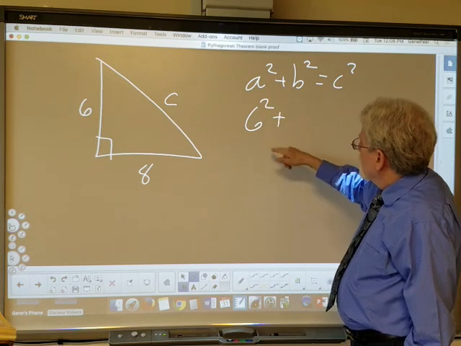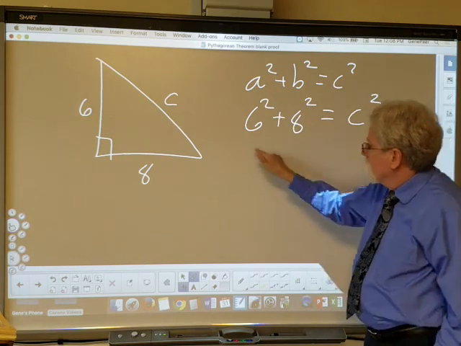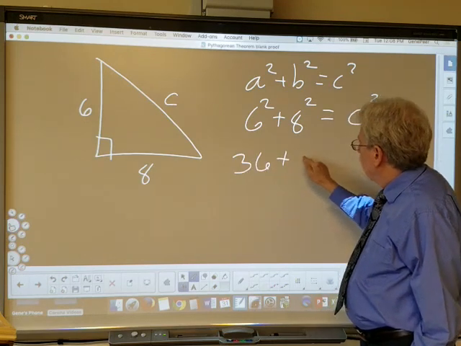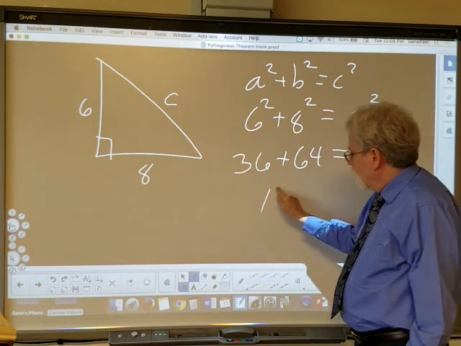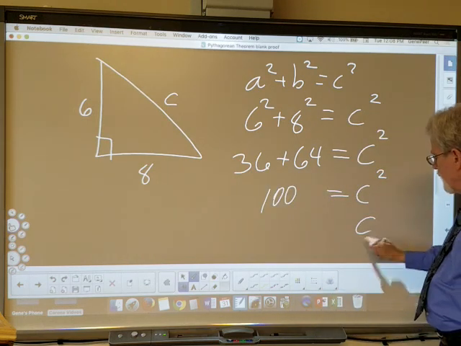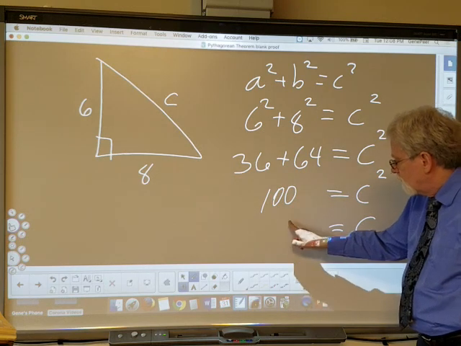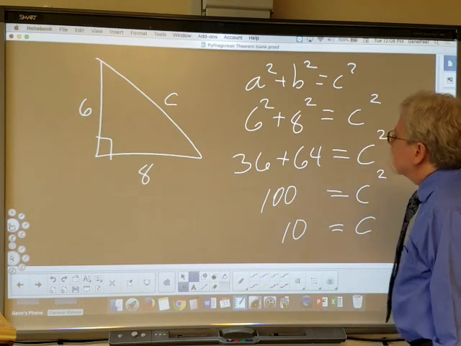6 squared plus 8 squared equals the hypotenuse squared. 36 plus 64 equals the hypotenuse squared. 100 equals the hypotenuse squared. So the hypotenuse must be the square root of 100, which is 10. Yes, it does work.